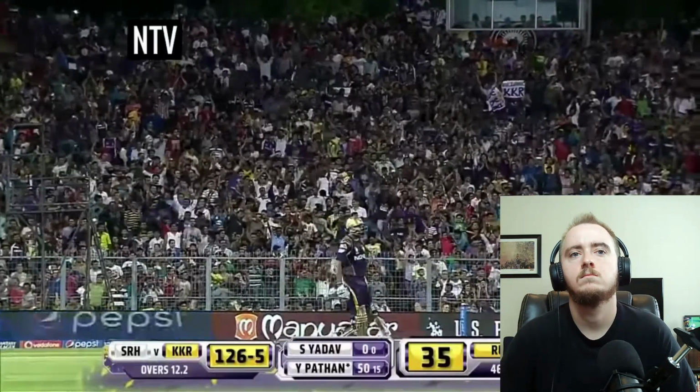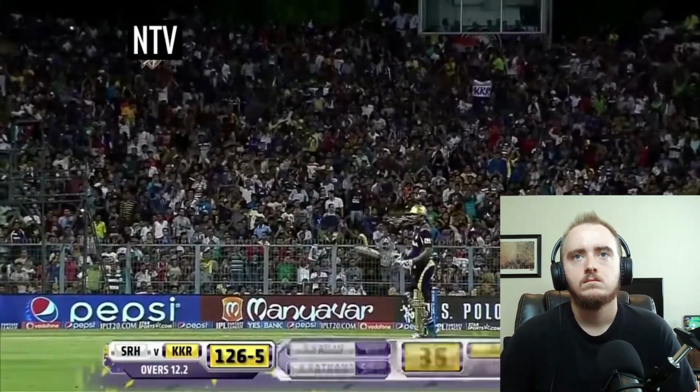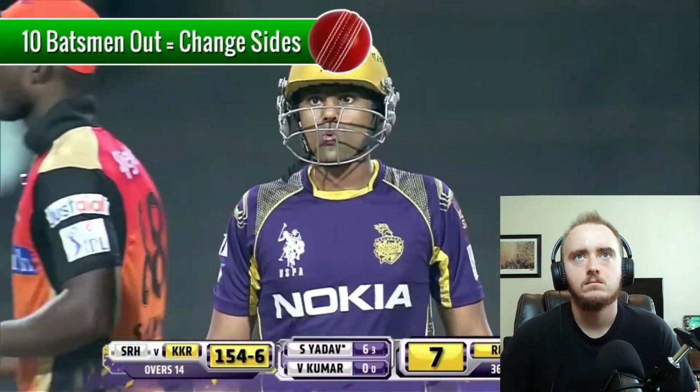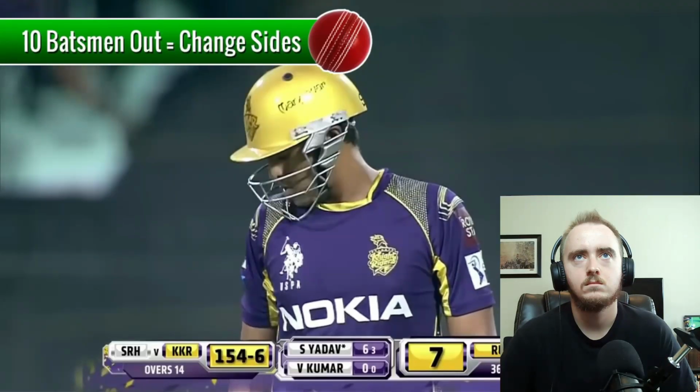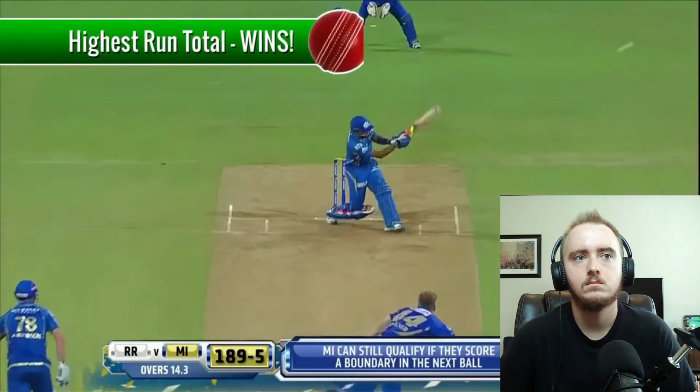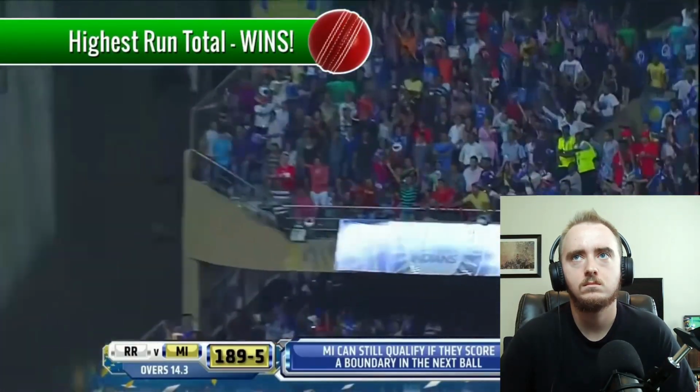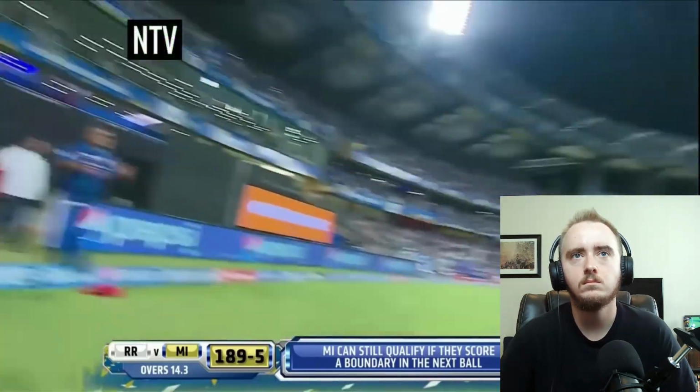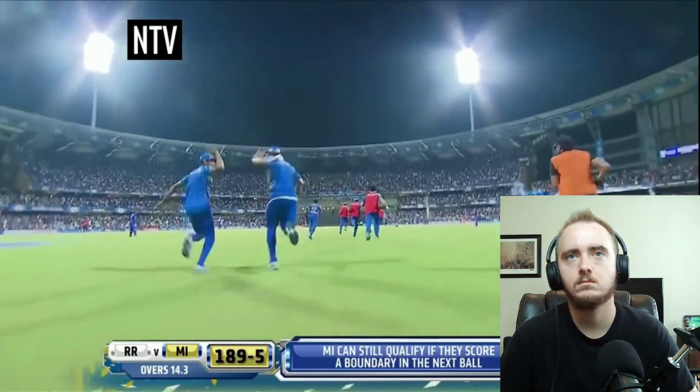Once a batsman is out, he's replaced by the next batsman in the batting team's lineup. Once 10 players are out, the players switch sides so that the batsmen are now the fielders and vice versa. The highest run total after both sides have had their turn to bat wins. That's basically the game in a nutshell, but there are a few other things you'll need to understand.